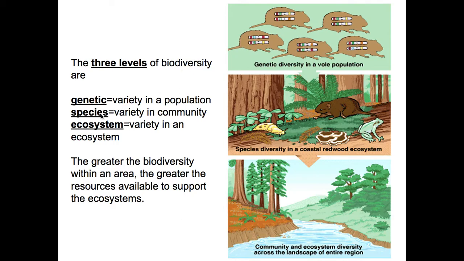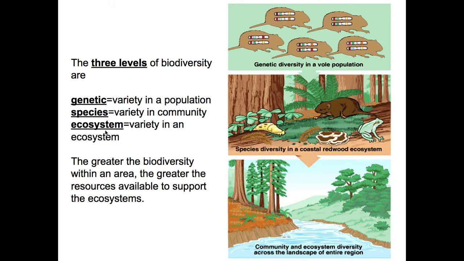We have species biodiversity. This is the variety within a community. Remember, communities are a whole bunch of groups of species living together and interacting. This picture shows species biodiversity. We have trees and 1, 2, 3, 4 other types of plants. We have a fungus. We have a slug, a froggy frog. This is like a vole or something. I don't know what it is. The more species you have, the healthier that community is.